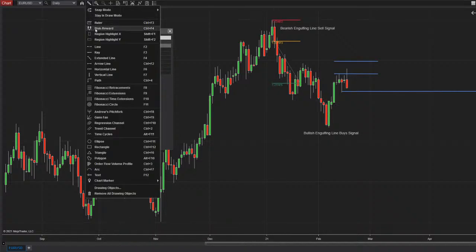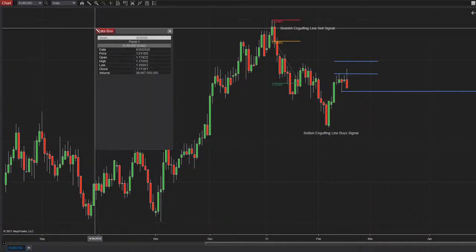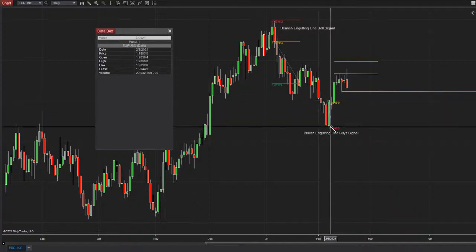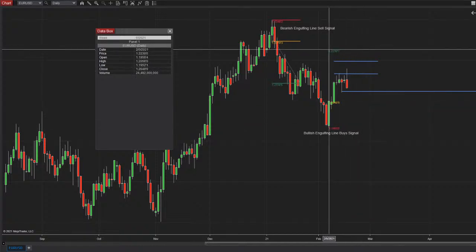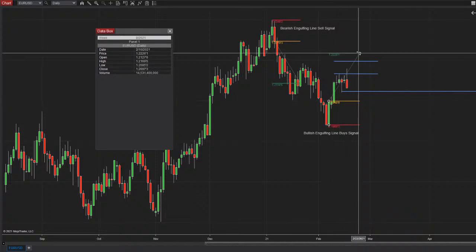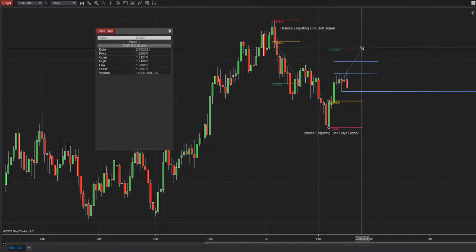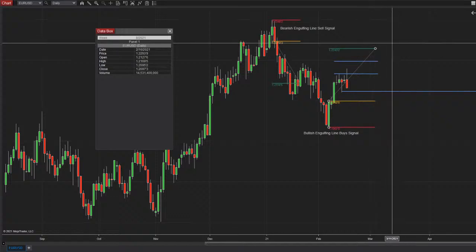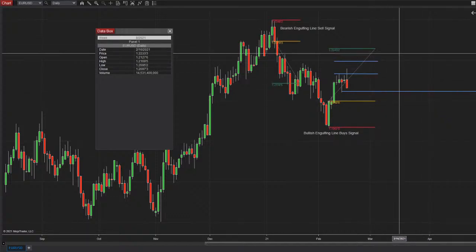However, we still have this making higher move highs and higher move lows. So if we take this high from the bullish engulfing line and go to our low here, we can establish a risk reward level, and that would be up here. And we're going to pull this out. And this establishes a whole other target.